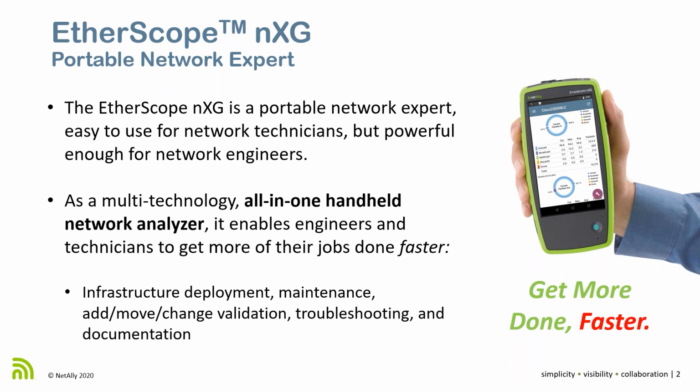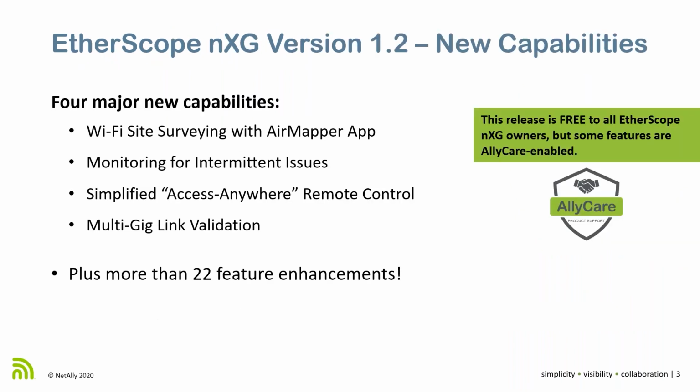EtherScope combines both wired and wireless network analysis, up to 10 gig on the wired side, as well as the Wi-Fi analysis. People use this for everything from infrastructure deployment and maintenance, validating adds, moves, and changes, troubleshooting, and documenting their network. So we're going to get into the details about what the latest software release is, version 1.2, which entails 4 major new capabilities.